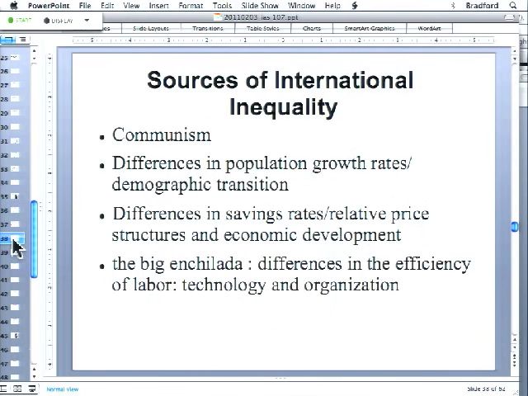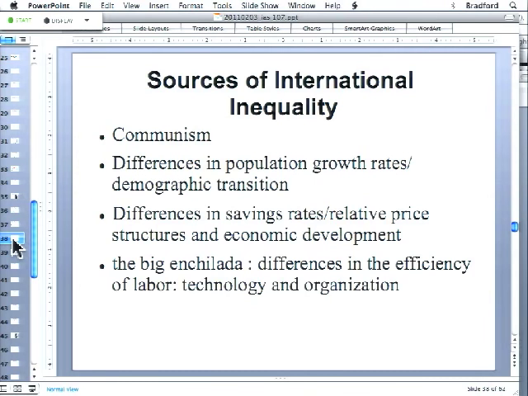But differences in population growth rates, in the fact that you haven't yet gone through the demographic transition by which population growth drops if you're poor, and differences in relative price structures, they're smaller than differences in the efficiency of labor, differences in technology and organization. Even within market economies, most of the action in international inequality is differences in the efficiency of labor worldwide. And here the problem is things get difficult.